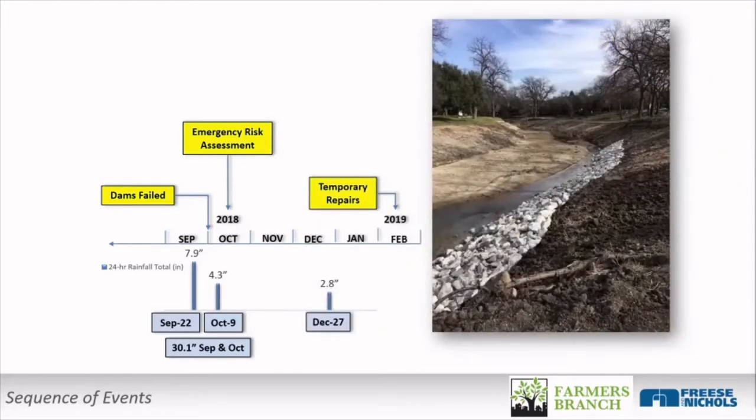So the next portion of the sequence of events is the temporary repairs that the city implemented. Basically, these repairs were simply intended to stop the bleeding, if you will, and buy time to design a more permanent long-term solution. So these were in place by February of 2019.